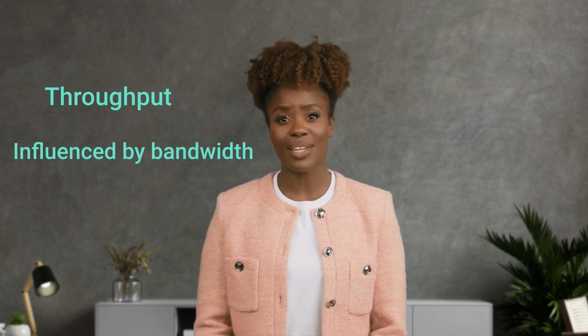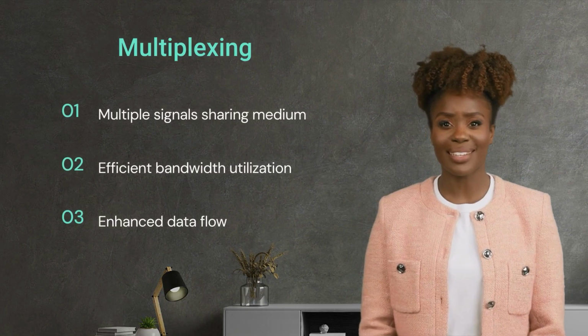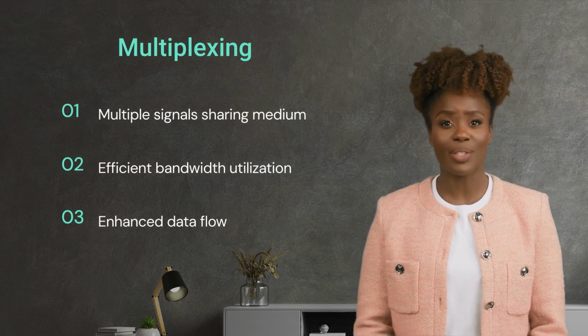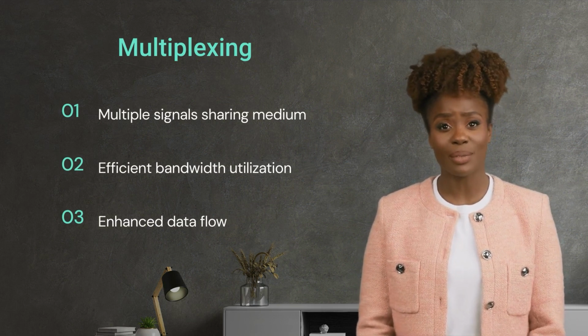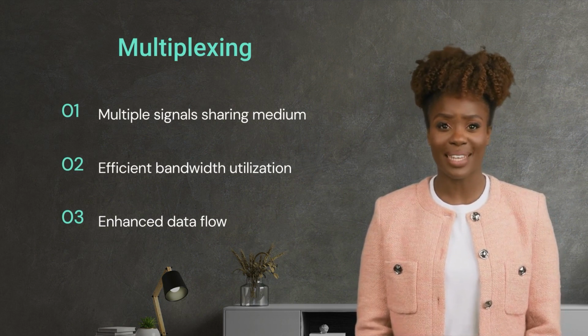Throughput is the actual amount of data that can be transmitted over a network or communication channel in a given amount of time. It's influenced by factors like bandwidth, latency, and network congestion. Multiplexing is a clever technique allowing multiple signals to share the same transmission medium. It efficiently uses the available bandwidth and enhances data flow.